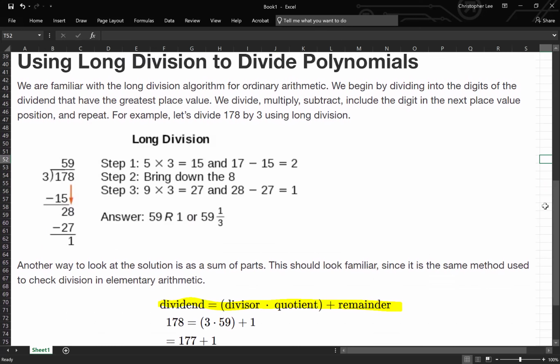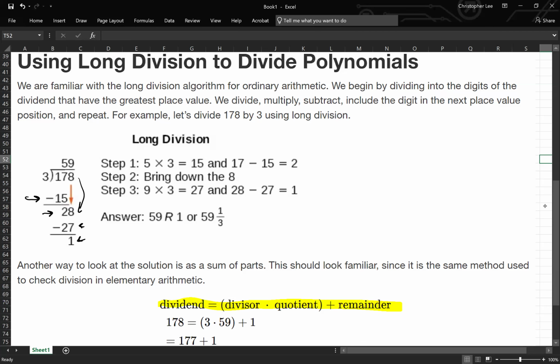3 goes into 17 5 times. And then 3 times 5 gives us our 15 right here. Then we want to subtract that, which gives us our 2. Bring down the 8. Can't forget to bring down that 8. Now 28. 3 goes into 28 9 times, 3 times 9 is 27, with the remainder of 1. Nothing new here, basic.